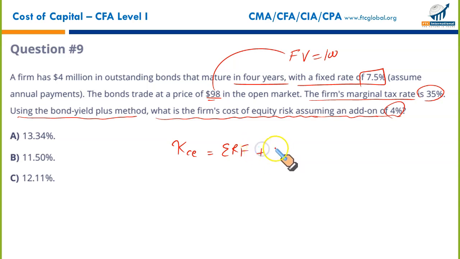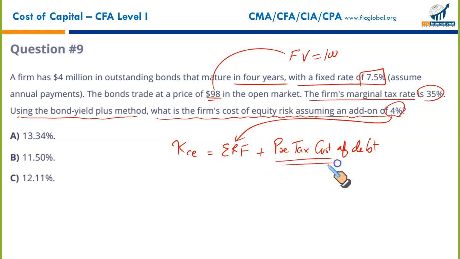Plus, to this we add the pre-tax cost of debt. This is one of the ways to calculate the cost of equity. He has given you this 4%, that is the equity risk factor. We just need to calculate the pre-tax cost of debt. ERF is given, you can simply add the 4%. We need to calculate the pre-tax cost of debt. For this, we have the data.